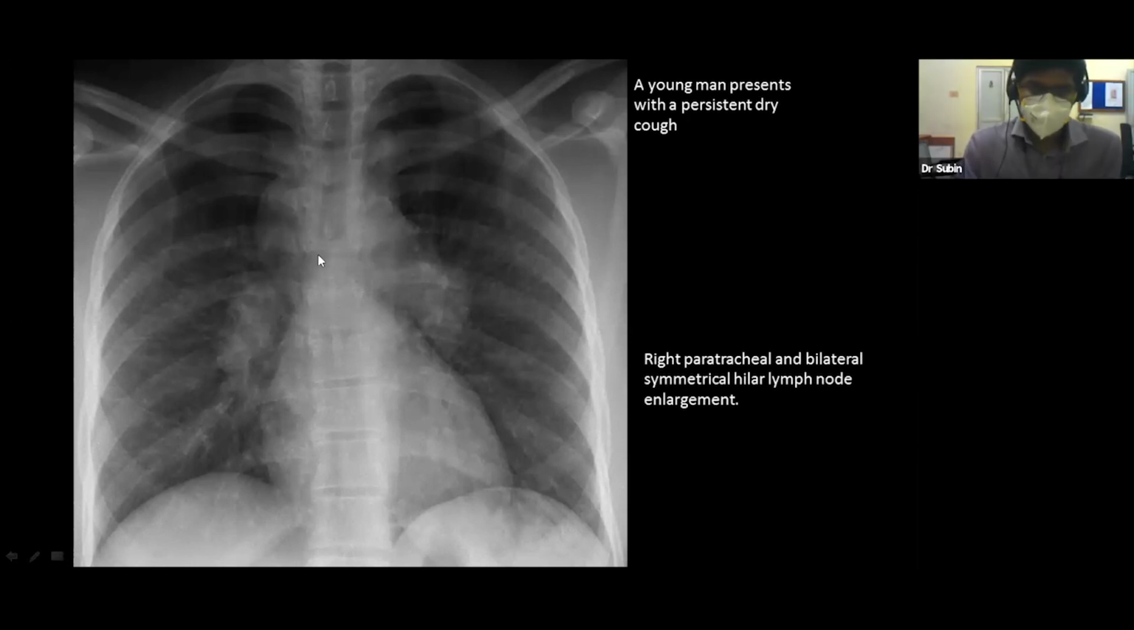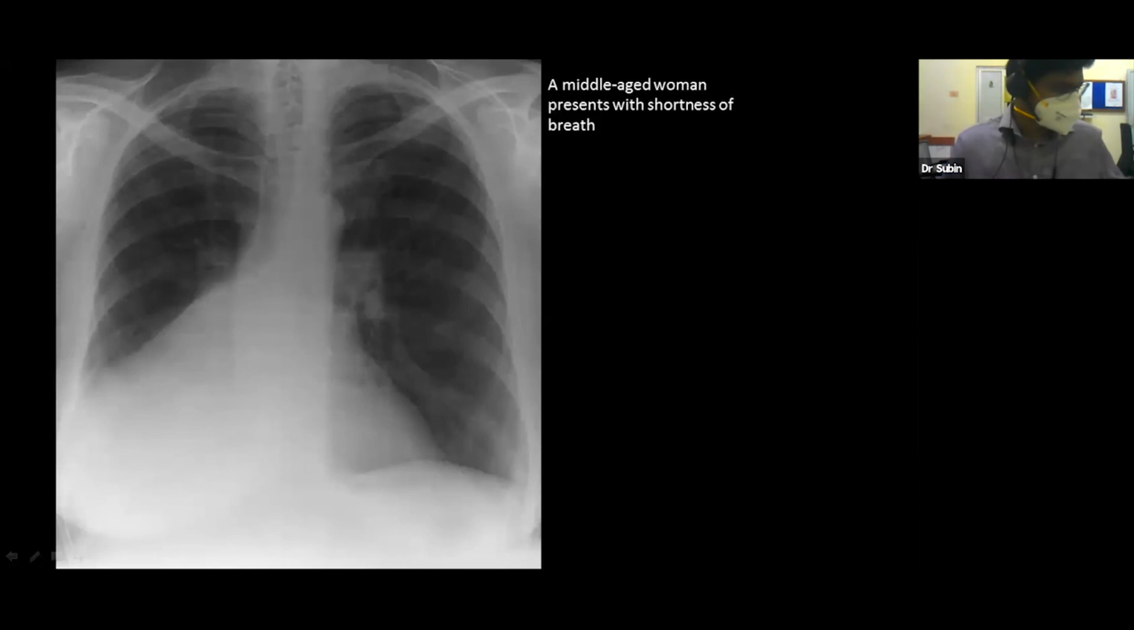Sarcoidosis, yes. So this is sarcoidosis again. Why can't it be TB? Can it be TB? Sarcoidosis usually presents with this bilateral appearance. TB rarely presents with this kind of bilateral adenopathy. This is right paratracheal, so it's called the 1, 2, 3 sign: right paratracheal and bilateral adenopathy. If you see parenchymal abnormalities, again the staging changes. You will be knowing all that. That is sarcoid.